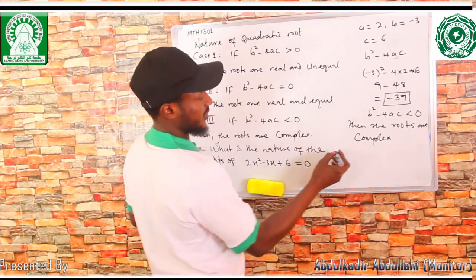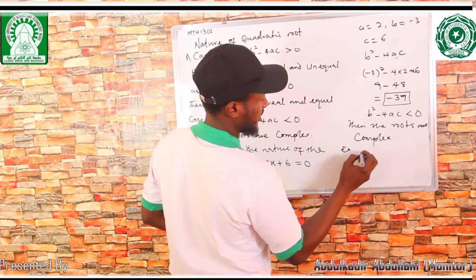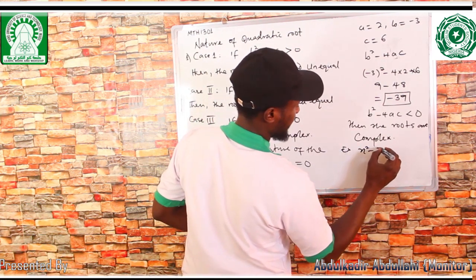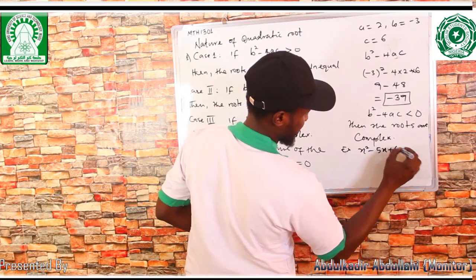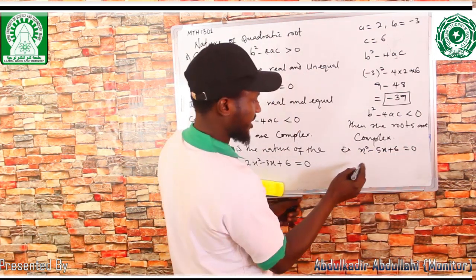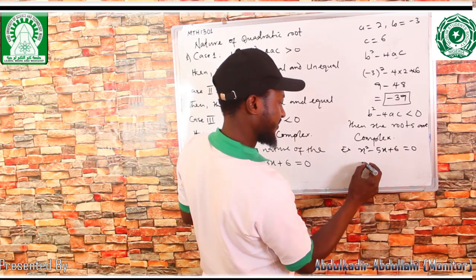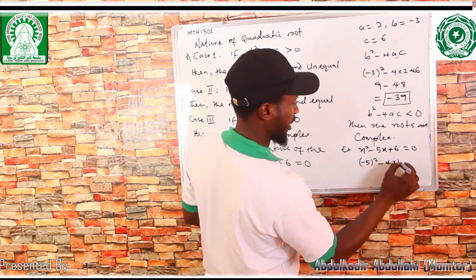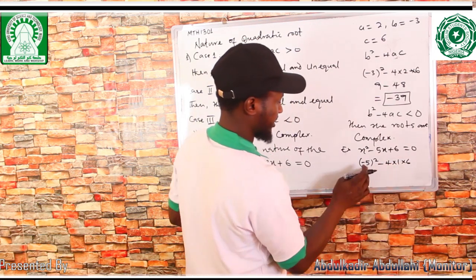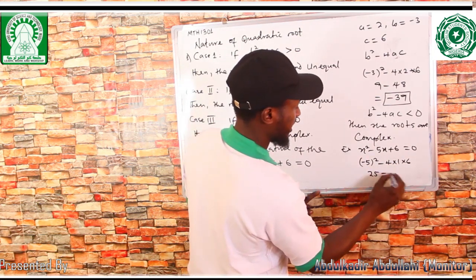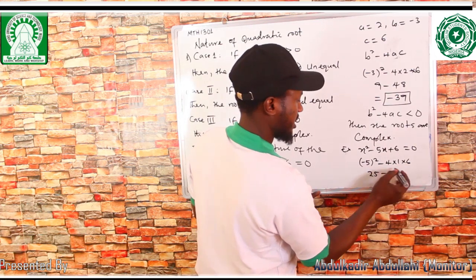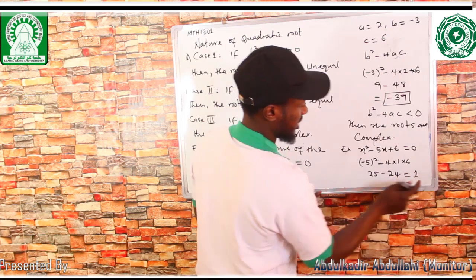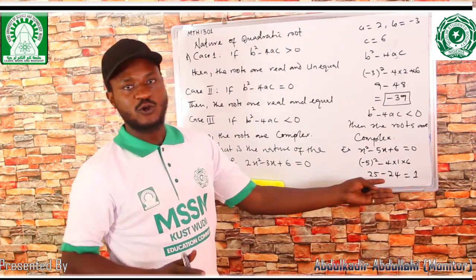For instance, I may be given, let's say, x squared minus 5x plus 6 is equal to 0. Checking here, our b is what? Minus 5. We have minus 5 squared minus 4 times a, which is 1, times c, which is 6. This is 25 minus 4 times 6, which is 24. 25 minus 24 is 1. So you see, in this case we are having a positive answer.